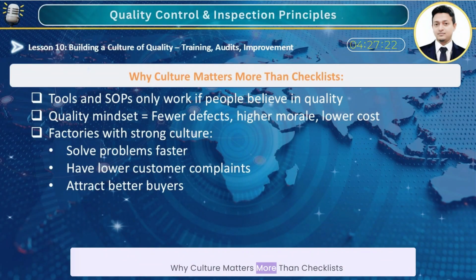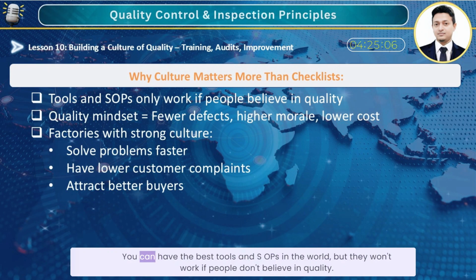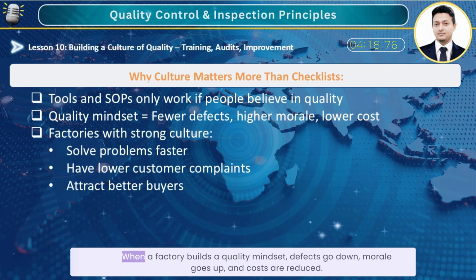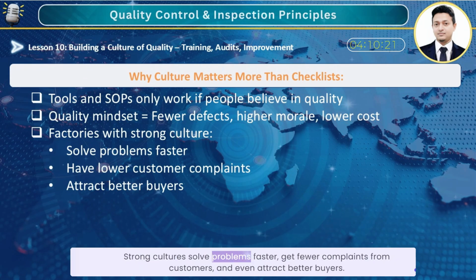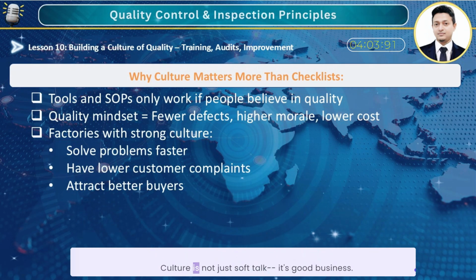Why culture matters more than checklists. You can have the best tools and SOPs in the world, but they won't work if people don't believe in quality. When a factory builds a quality mindset, defects go down, morale goes up, and costs are reduced. Strong cultures solve problems faster, get fewer complaints from customers, and even attract better buyers. Culture is not just soft talk, it's good business.